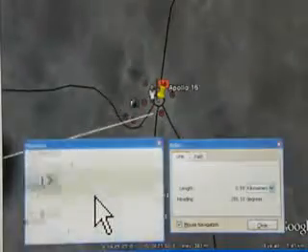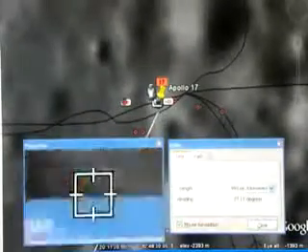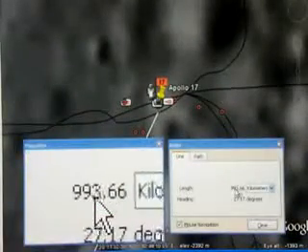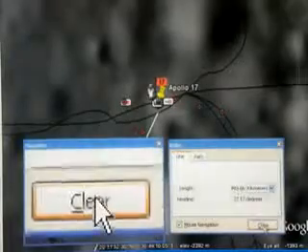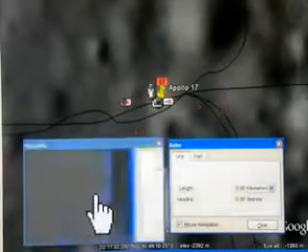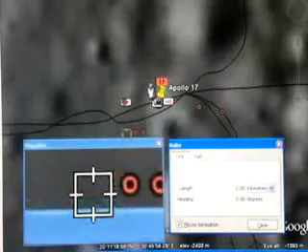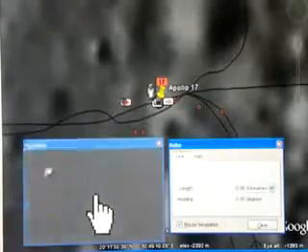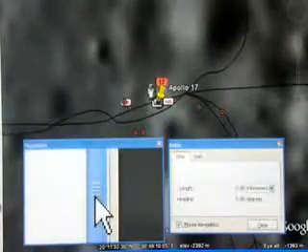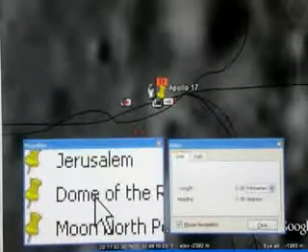Now we go to Apollo 17. The distance is 993.66. And we've placed the dome of the rock, longitude and latitude, on the surface of the moon.